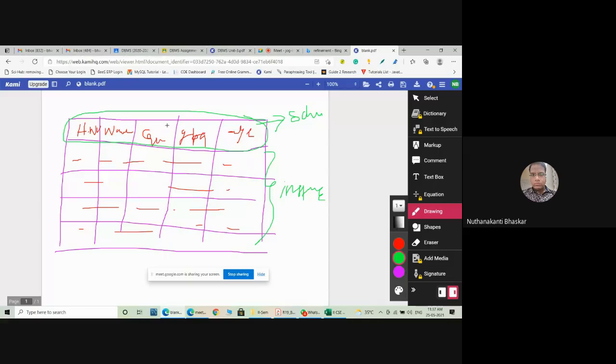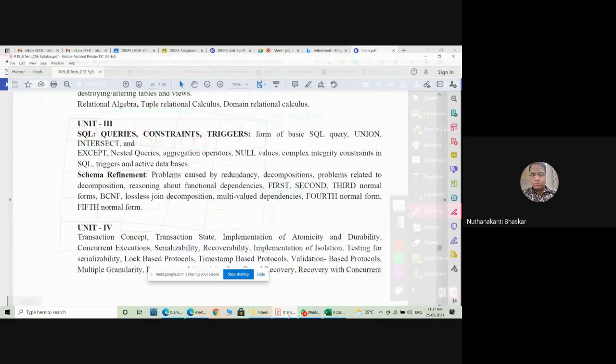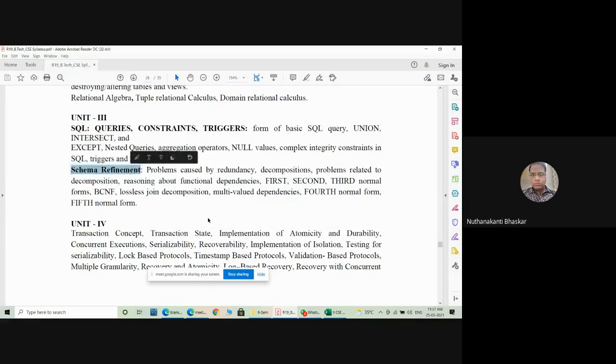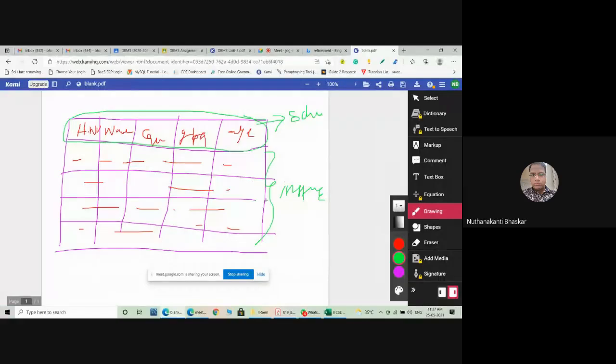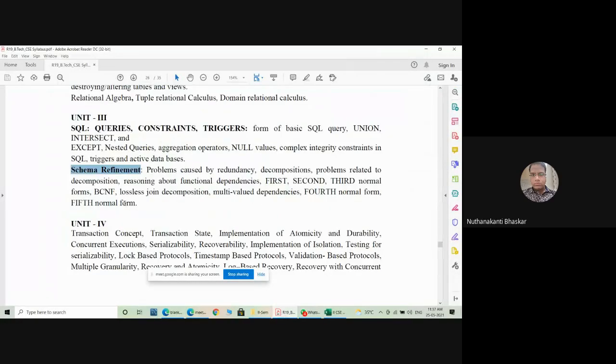Why should we modify? When should we modify? How should we modify? I will tell you, don't worry. But the meaning of this topic is that ultimately we are going to change the schema as per the requirement. Now understand the topic. Is the intention of the topic understood, everyone? Why schema refinement is required, I will tell you.